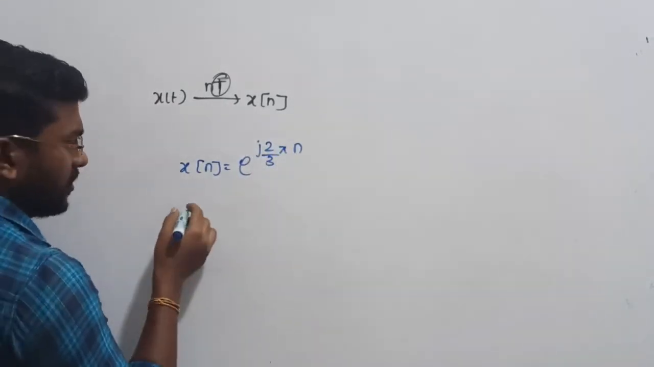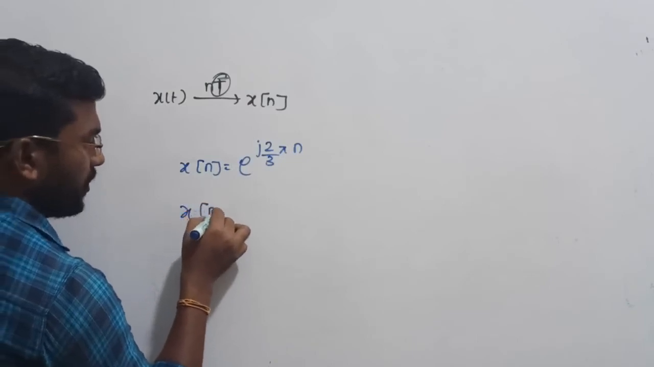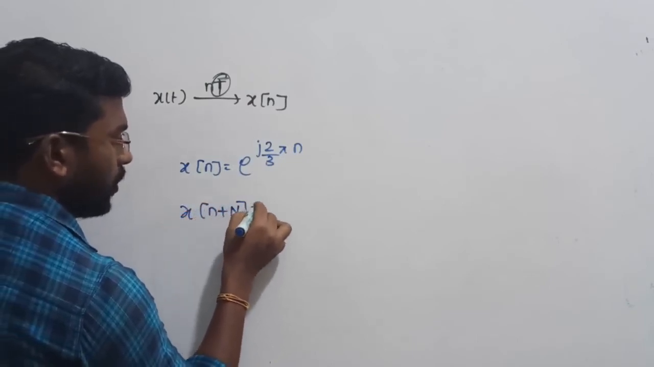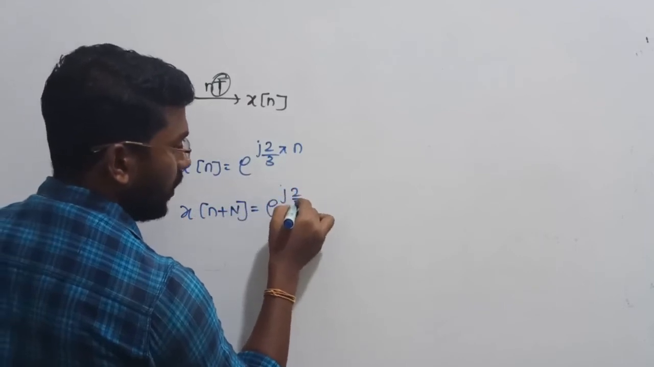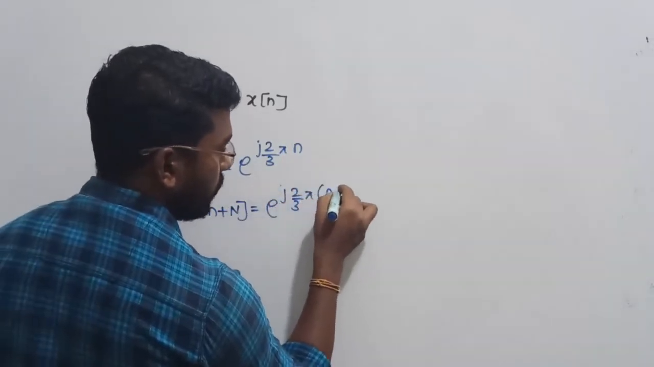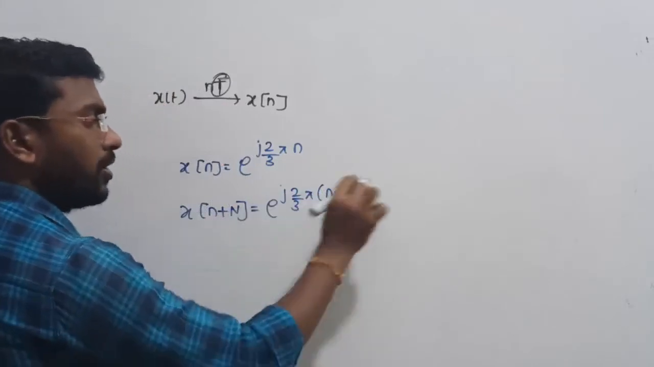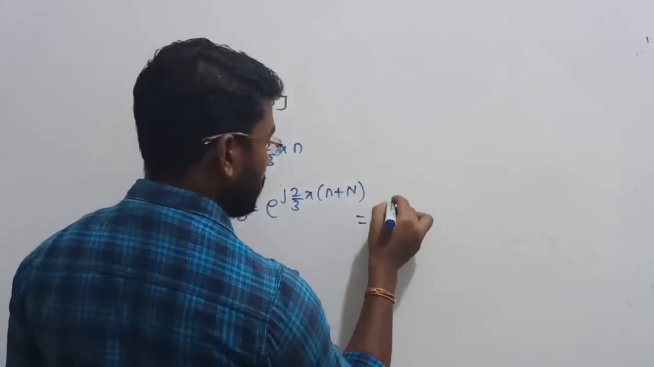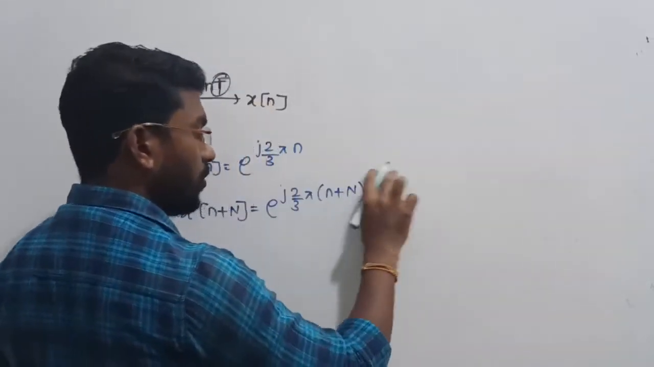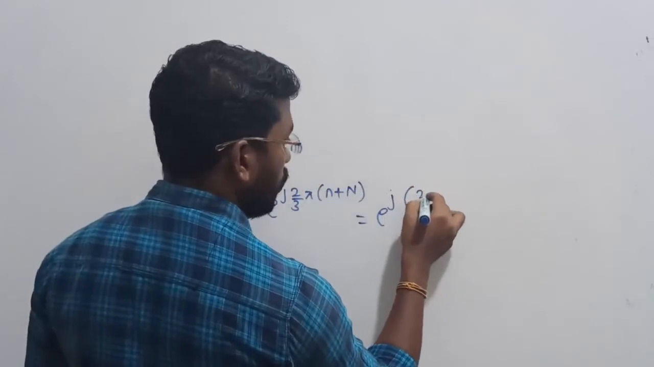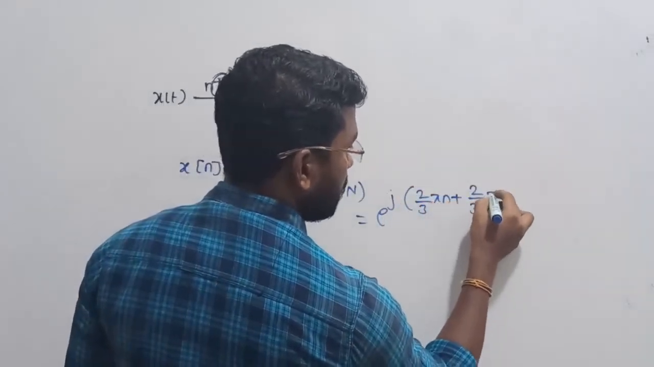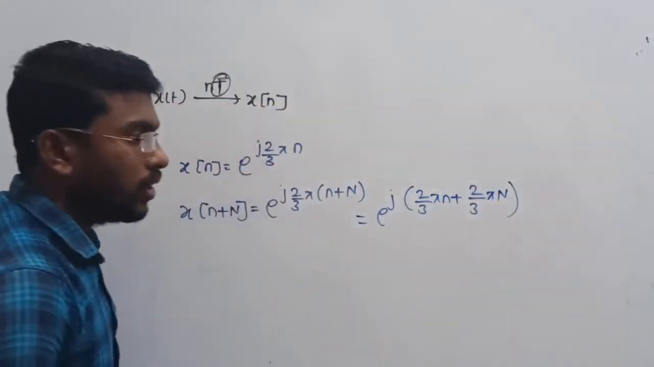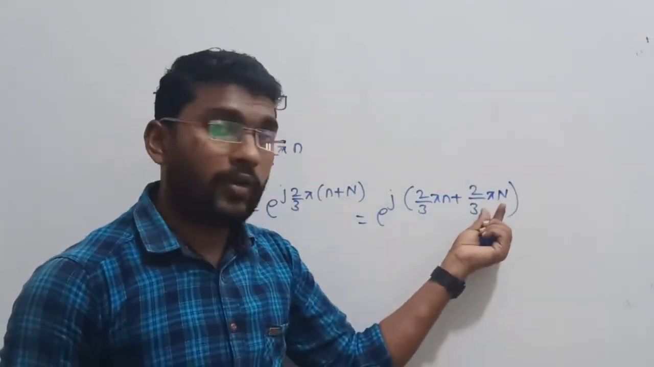For that, let us consider. We have to find out the value of x of n plus N. That is going to be e power j times 2 by 3 pi, where n will be replaced by n plus N. If I open up the bracket, it can be written as e power j, 2 by 3 times pi into n plus 2 by 3 times pi into capital N. Yes or no?